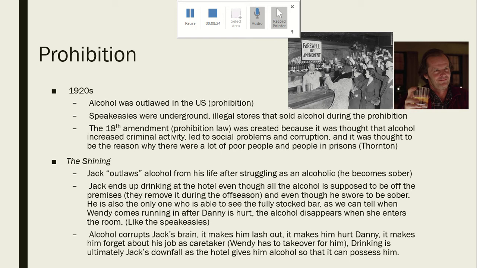The first point I have in regards to connections and prohibition between the 20s and The Shining is the fact that alcohol was outlawed. The U.S. outlaws alcohol in the 20s, and Jack, in a sense, outlaws alcohol from his life by deciding to become sober after hurting Danny and obtainment of alcohol.